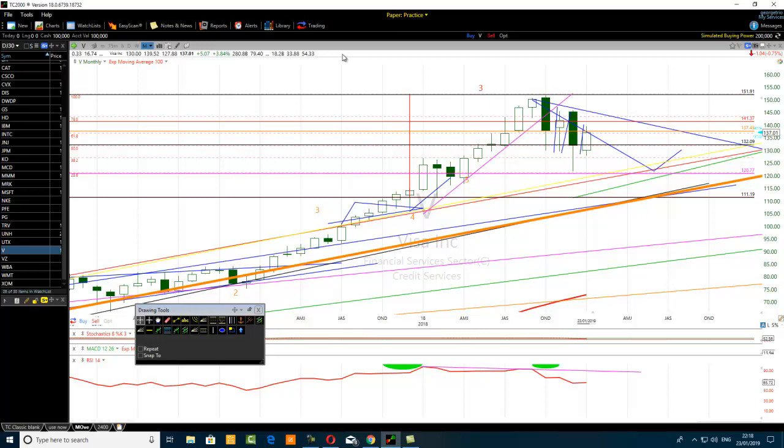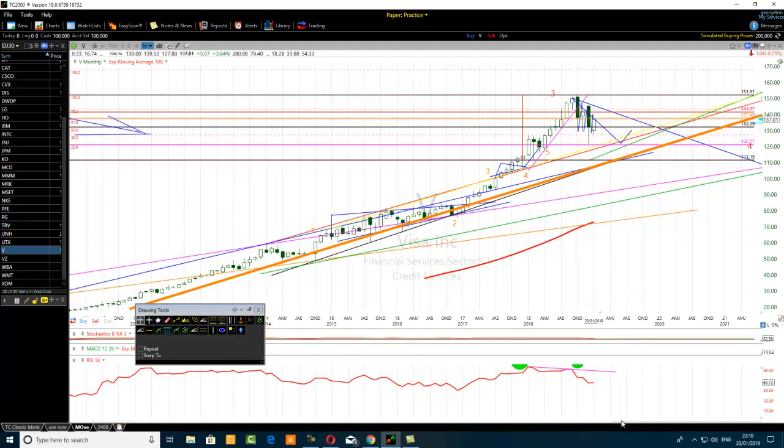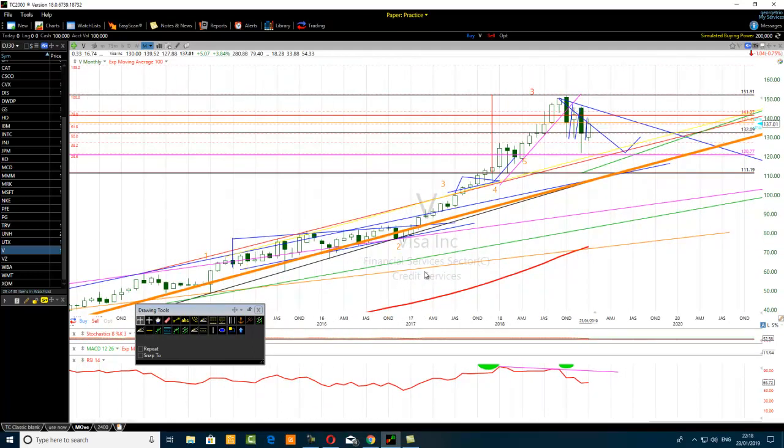Okay. So this will conclude our discussion today about how to trade bearish RSI divergence little by little. Happy trading to you all, and I will speak to you soon.